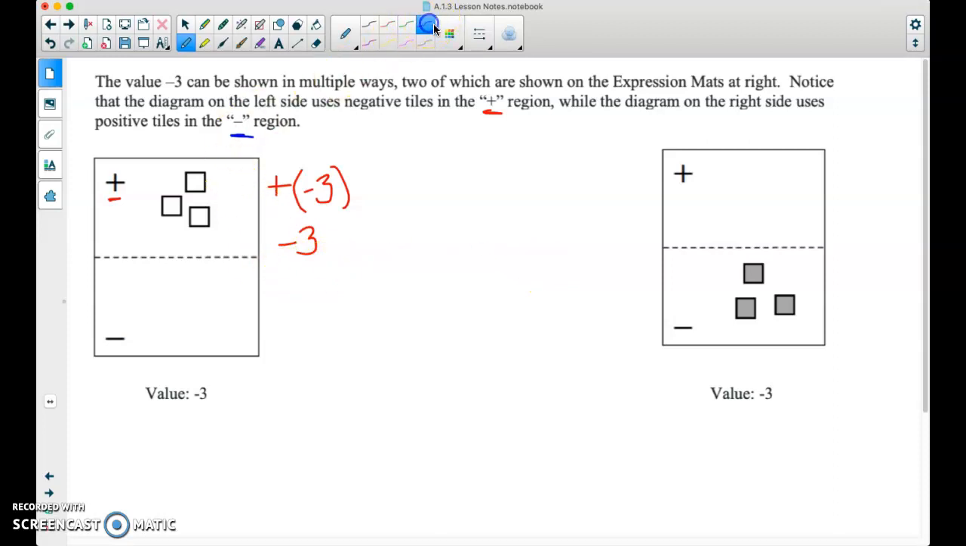Over here on the right, we are in the negative region, so we are subtracting, and then we have 1, 2, 3 of our shaded tiles, which is a positive 3.